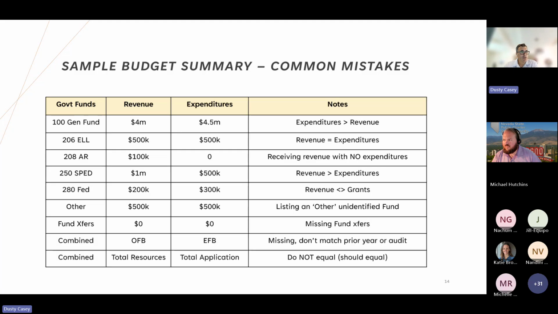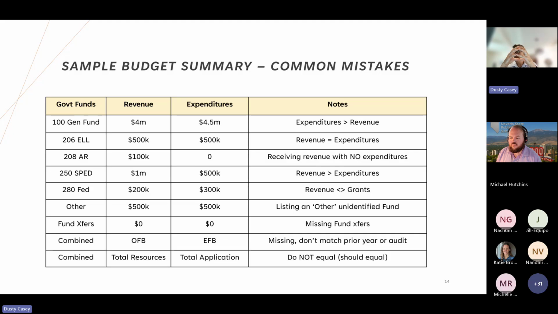And last thing, total resources should always equal total applications. What that means is your total resources is the combination of your opening fund balance and all your inflows, whether it's debt, local funds, state funds, federal funds, grants, et cetera. All that inflow combined with your opening fund balance makes up your total pie of resources available to run your school, available for education, whether it's capital purchases, funding teachers, payroll, all the things, right? And all the various programs. That makes up your combined resources.